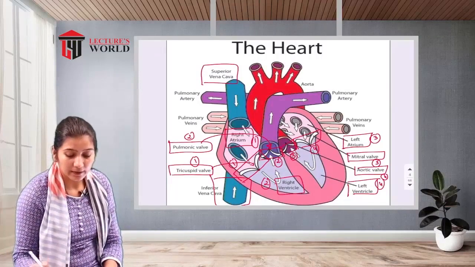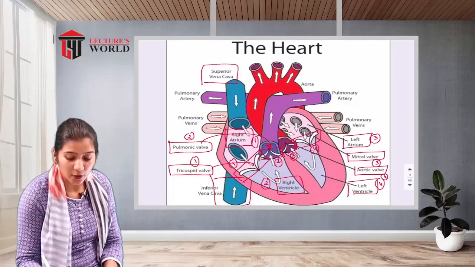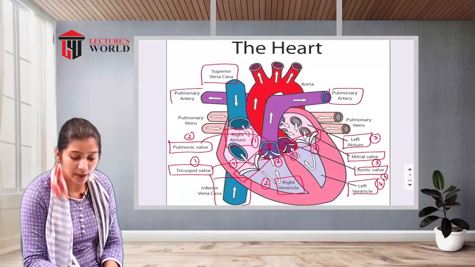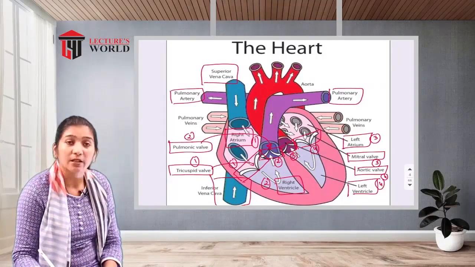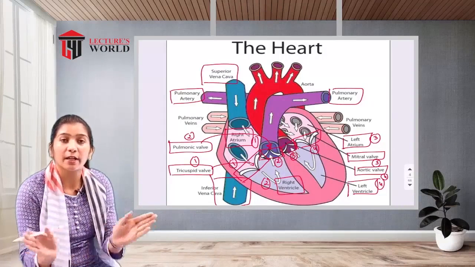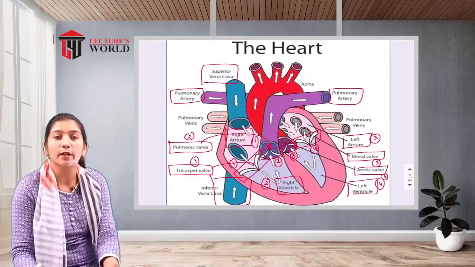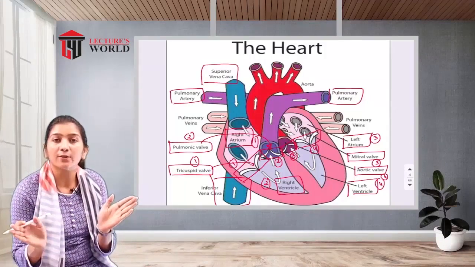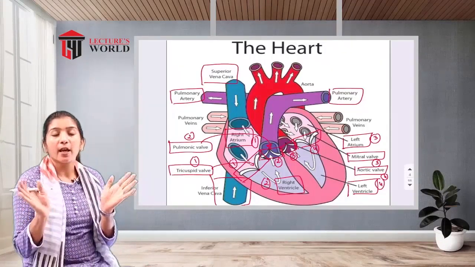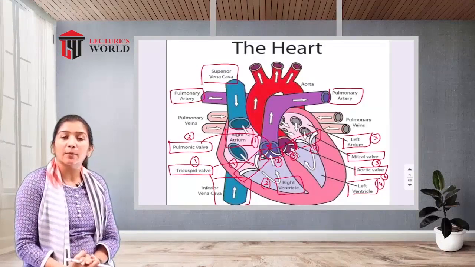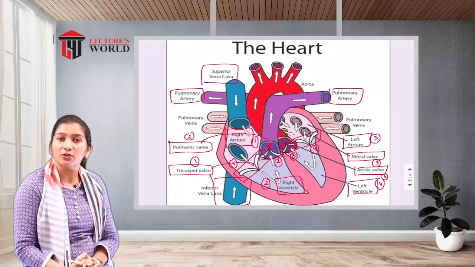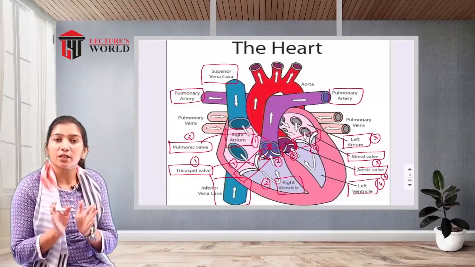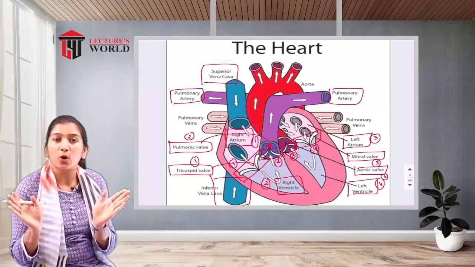Okay, and now we can see the pulmonary artery. So there is one pulmonary artery that comes from the heart and it is divided into two parts, where one artery will go into the right lung and another will go into the left lung. What is the function of the pulmonary artery? The pulmonary artery collects the deoxygenated blood, and that artery carries the deoxygenated blood into both lungs.